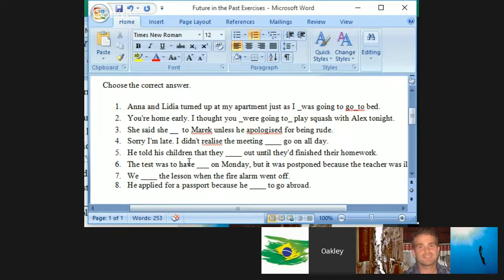Okay. Think about this one for a minute. It's a challenging one. Okay, she said she would leave Merrick unless he apologized for being rude. That's possible. She said she would leave Merrick. But okay, that kind of means that she's predicting, which is a little weird. Oh, well, she's promising maybe. Yeah, it was a promise. That works. Yeah, you're right.